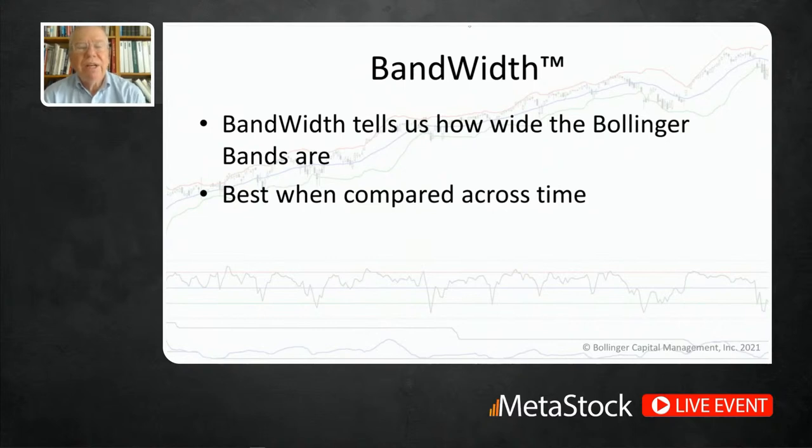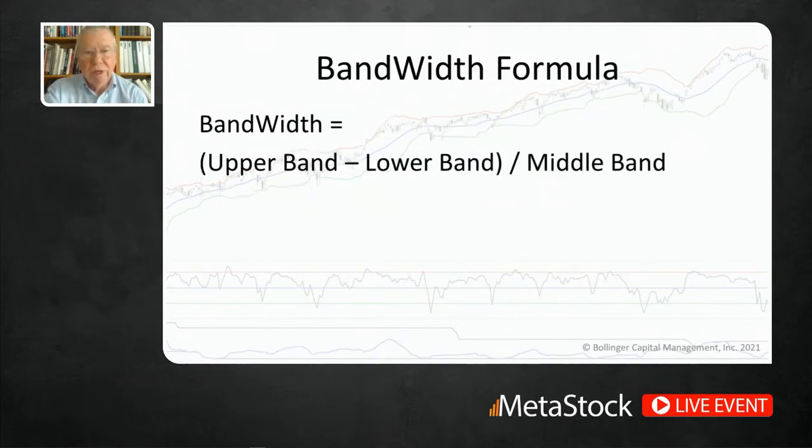So the second indicator I need to introduce you to today is bandwidth. Bandwidth tells us how wide the Bollinger Bands are. Best when compared across time. That is, peaks in bandwidth and troughs in bandwidth need to be compared to prior peaks and prior troughs in bandwidth for that particular security. And that's because each security that you trade has unique volatility characteristics and trades in a unique volatility regime. So what's high for one security is not high for another. And the only way to figure out where you are in the volatility regime is by looking back in history.